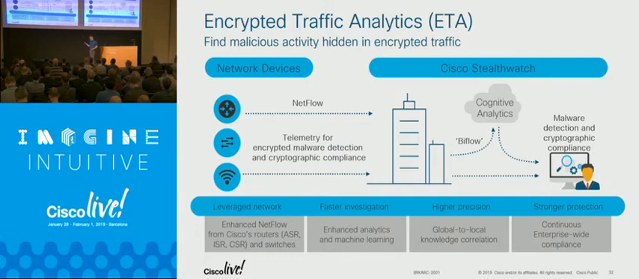So how did we do that? ETA gives you the ability to find malicious activity hidden in encrypted traffic without decrypting it. It can do so by using enhanced NetFlow.